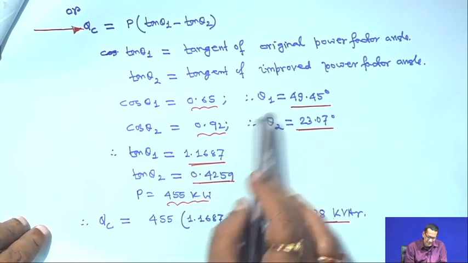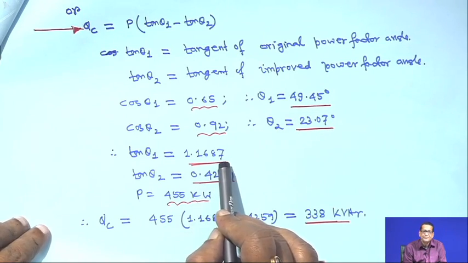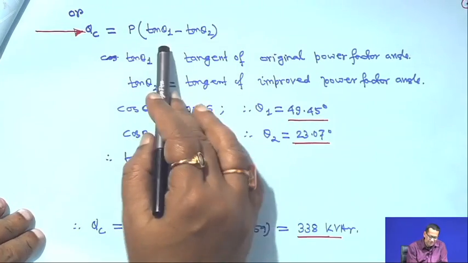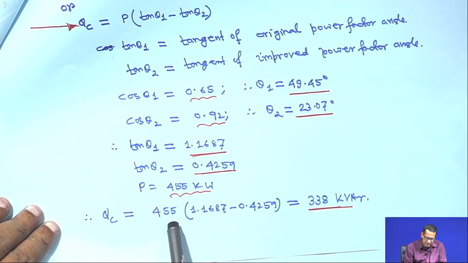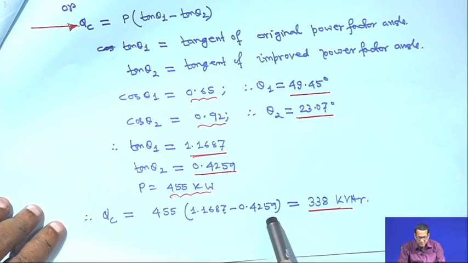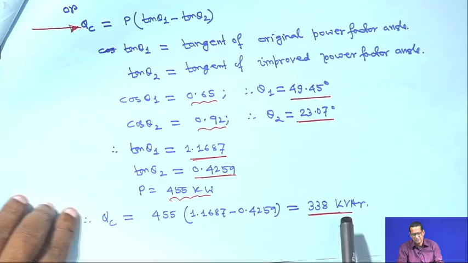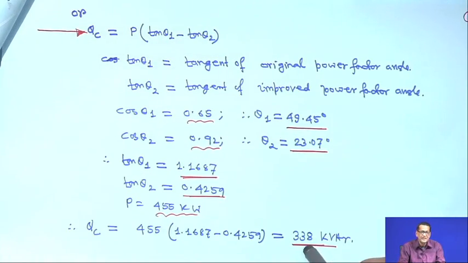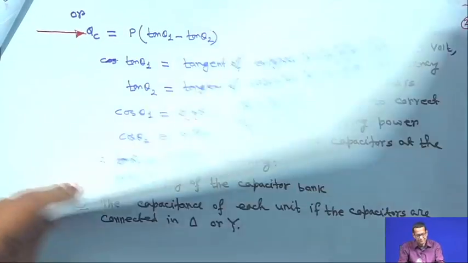So, if you take tan theta 1, that is tan 49.45 degree, it is 1.1687 and tan theta 2 is equal to 0.4259. So, you substitute here P is 450 kilowatt, that is given. So, QC is equal to 450 into 1.1687 minus 0.4259, which is 338 kilowatt, same as we got earlier, right. So, this is the way that you can calculate QC, but the nearest size is 350, so that is why 350 we have used, but this is another way of computing QC.